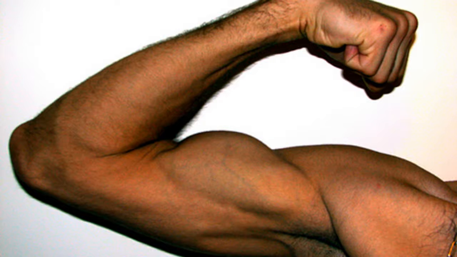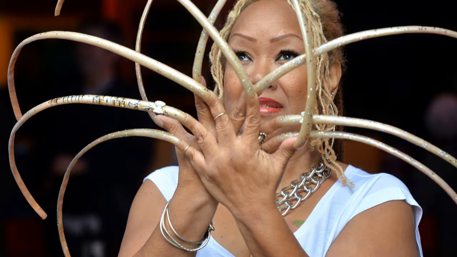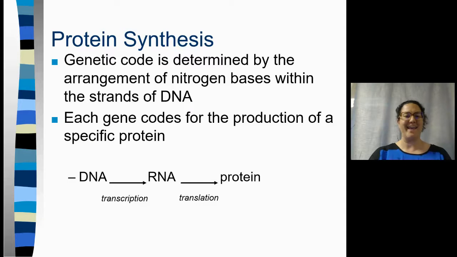Proteins. They make everything in our body, from our muscles, skin, hair, and yes, even our fingernails. Let's find out how they're made. Hey, this lesson is on protein synthesis, or the transcription and translation of DNA and RNA, forming proteins.